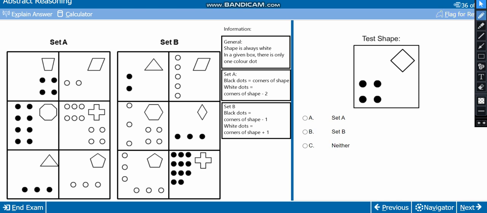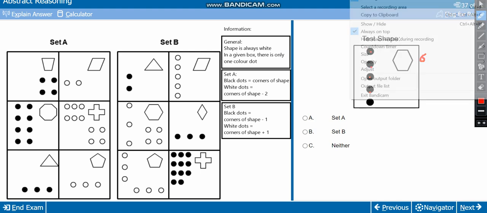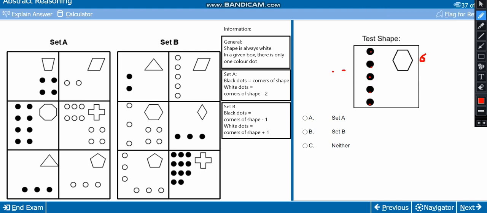Here we have 4 corners, as it's a square, and we also have 4 black dots. This pattern is indicative of the pattern we see in set A, and therefore we can conclude that this test shape belongs to set A. Next we have this shape, which has 6 corners, and along it we have 1, 2, 3, 4, 5 black dots. This is indicative of the rules in set B, therefore we can conclude that this shape belongs to set B.